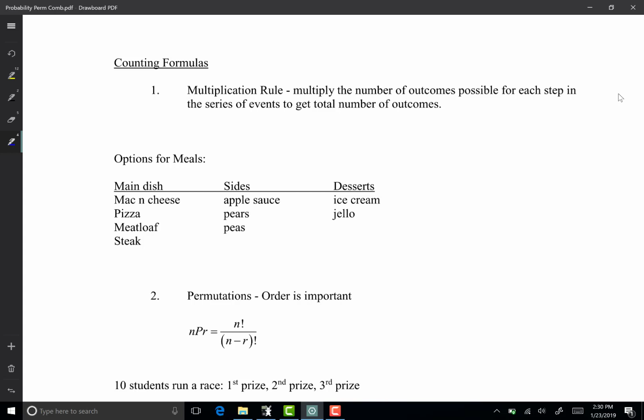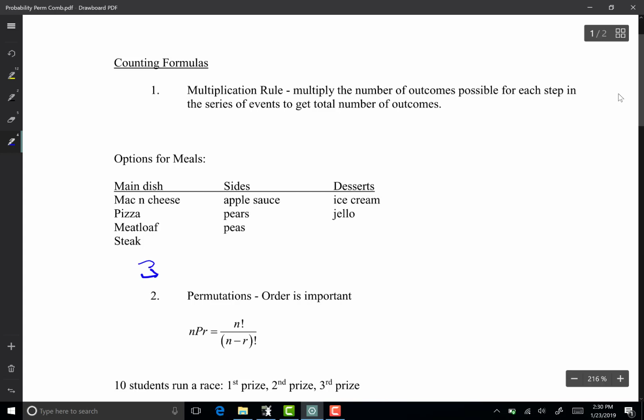So if I want to say how many different meal combinations could I have, basically the multiplication rule just tells me I multiply the number of possible outcomes. So here for the main dish, I have 4 possible outcomes. Then I multiply that by the number of possible outcomes for the side dish, 3 possible outcomes. And then I multiply by the number of possible outcomes for desserts, 2. So I have a total of 4 times 3 is 12 times 2. So I have 24 different meal combinations I could offer my husband.